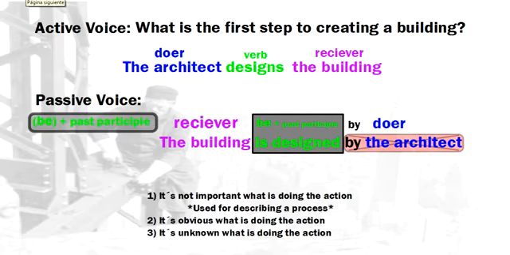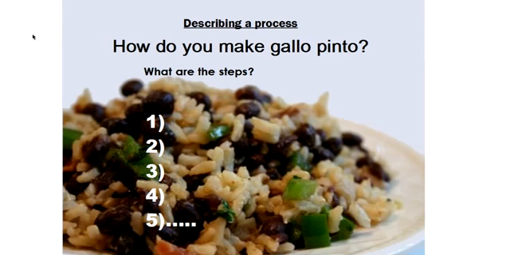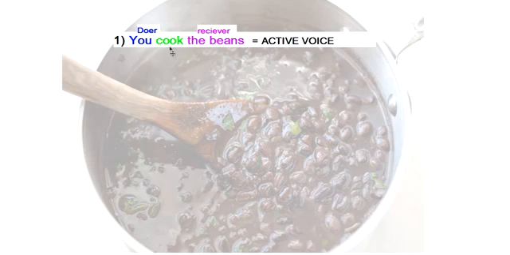Alright, very good. So, let's look at our grammar when we're describing a process. For example, how do you make gallo pinto? What are the steps? So there are many steps when we make gallo pinto, but maybe the first step, and maybe the most important step, is this, that you cook the beans. Now this sentence is in the active voice because I'm using you, and that's the doer, because the doer cooks the beans, and the beans are the receiver. They're receiving this action.